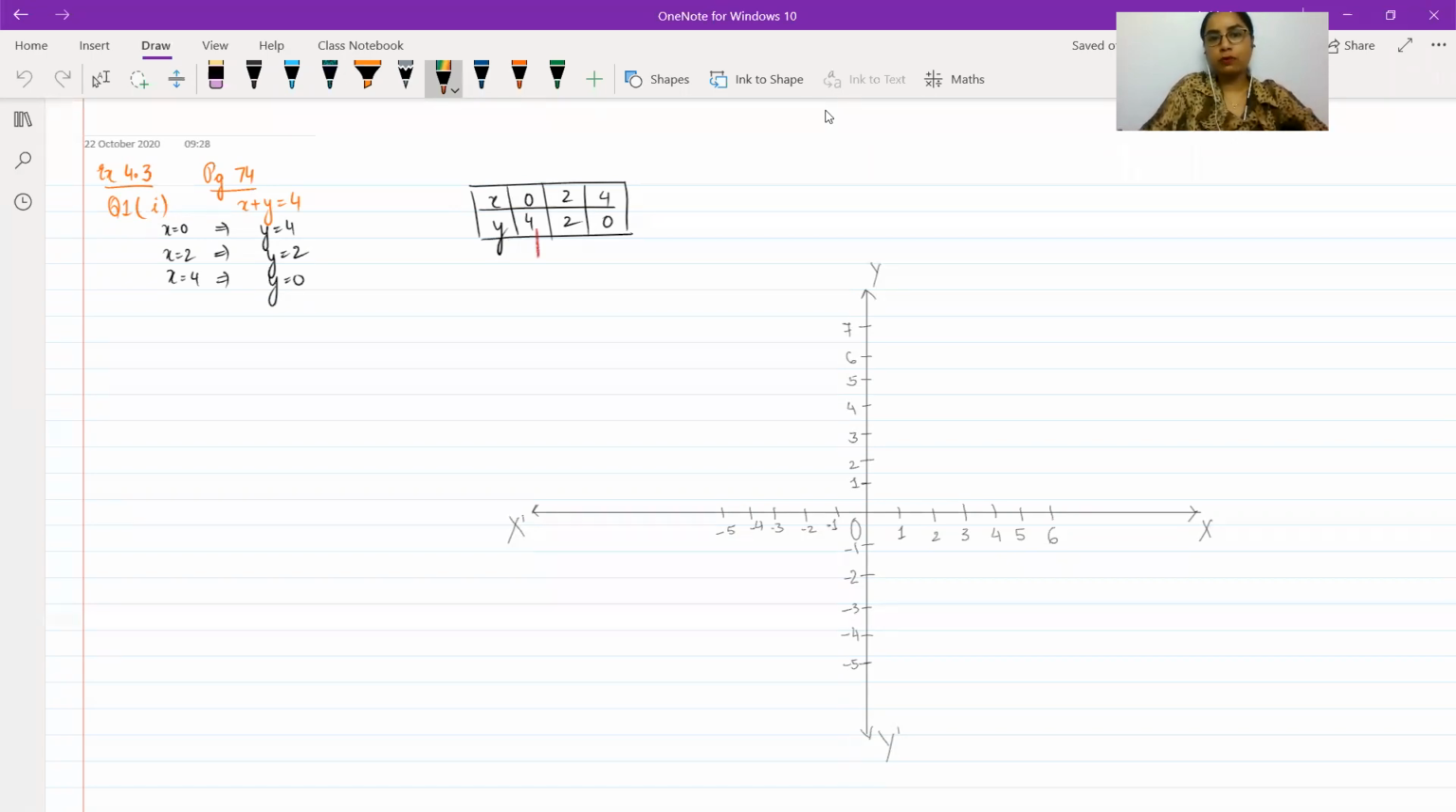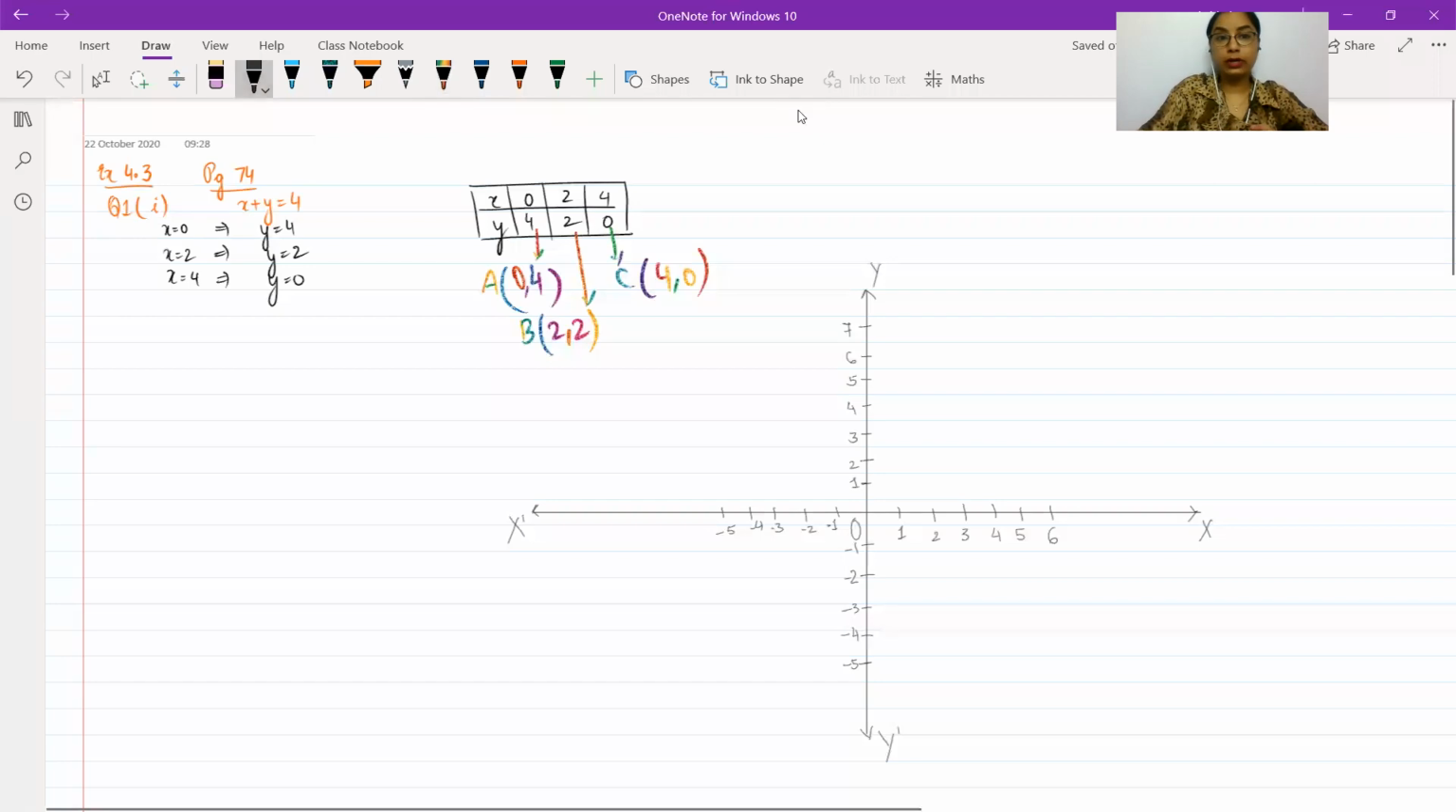I'm going to write down from the table of values and name these as points so that it's convenient to show them on the graph. The first point is A (0, 4). Then the next one is B (2, 2). And the third one is C (4, 0). Once you have obtained these 3 solutions, you want to plot these on the graph.